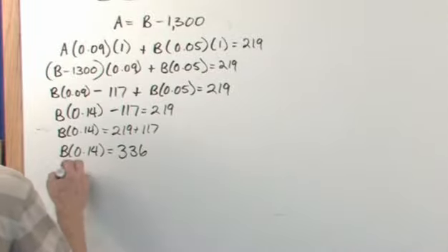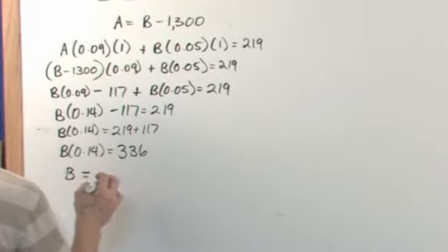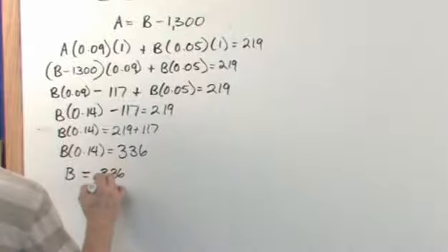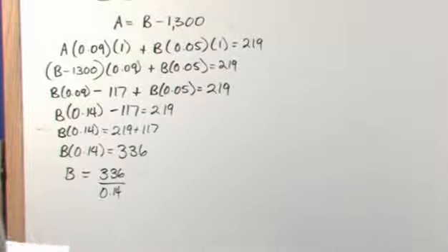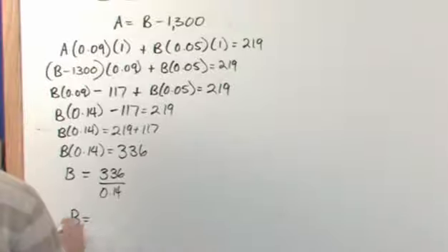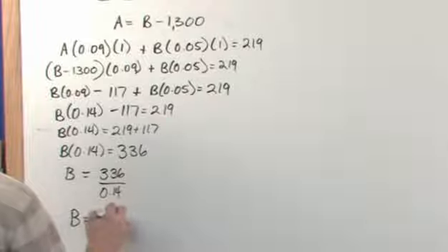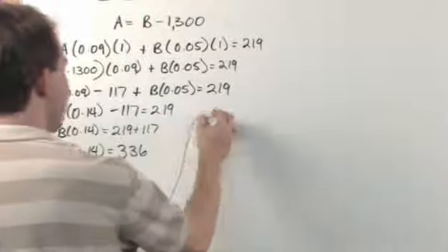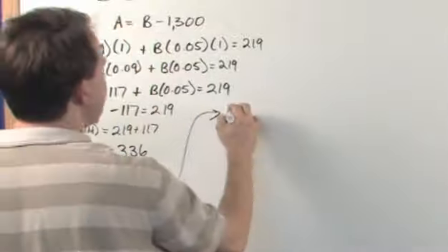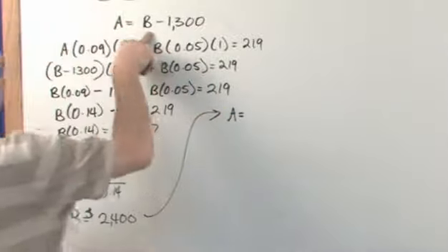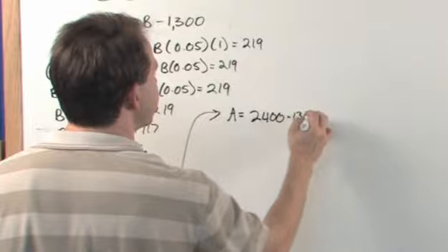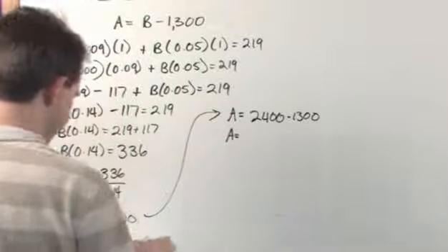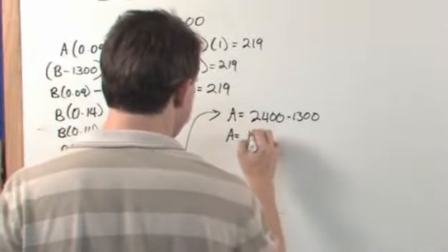Okay? And then in order to find the B, I'm going to have 336 divided by 0.14. I'm just going to divide both sides by 0.14, and so the amount that I invested in B is $2,400. And then to find A, I just plug it back into the other equation I have. A is equal to B minus 1,300, so it's 2,400 minus 1,300. And so A is going to be 1,100.